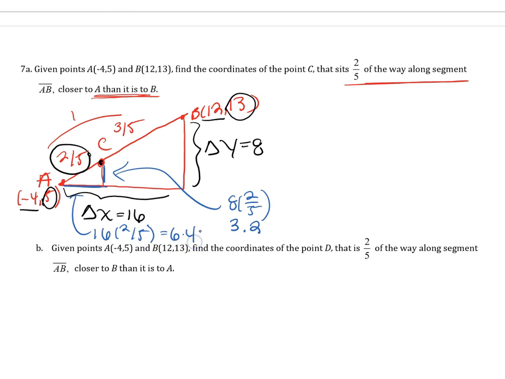Now we apply the translation. So from A, from our center of dilation, which was again negative 4, 5, we're going to the right 6.4, so that would be adding 6.4 on my x's, and then going up 3.2. And that gives me my location of C.